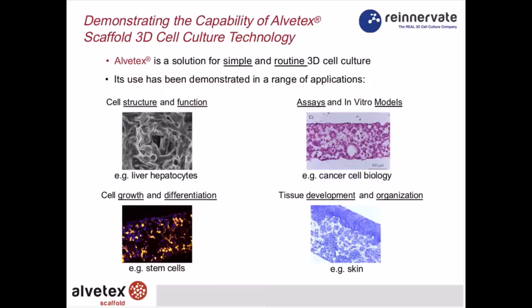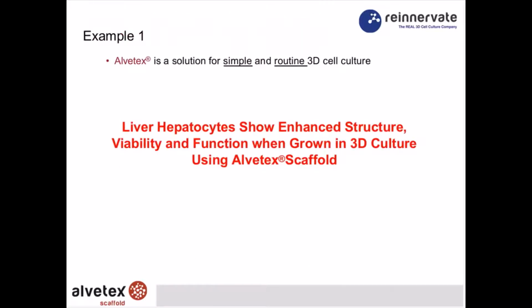So Alvetex has been used for many different applications, and this is work which has been completed by ourselves, our in-house scientists, but also by our customers and through multiple collaborations. There is a wealth of data to demonstrate that Alvetex influences the structure and function of cells, their growth and differentiation, how we can use this technology to develop assays and novel in vitro models, and how we can create organized tissues and develop sophisticated organotypic systems. So let's go through a series of examples.